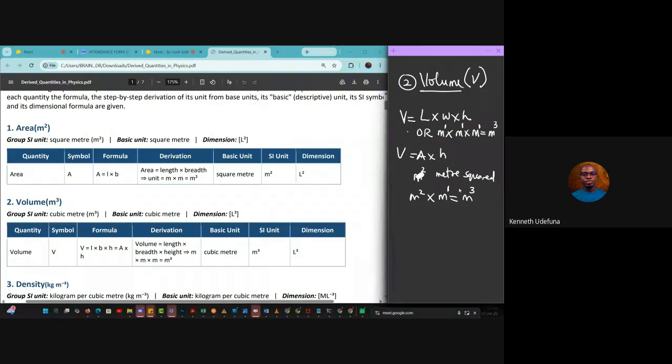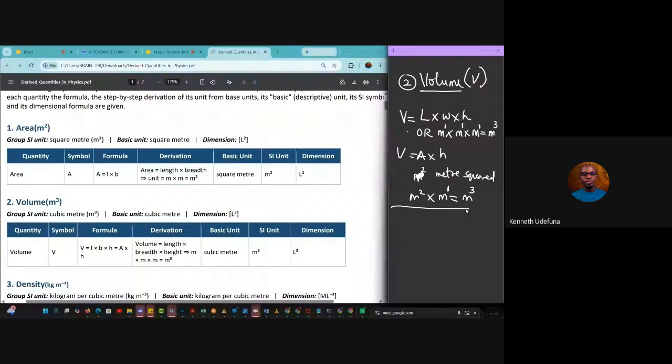I'll still come back to the dimension of all these things. The reason why I'm not talking about the dimension is I want you to understand how these units are gotten or derived. That is why I'm explaining that now. If you have something that is confusing, please drop it in the chat box and I'll attend to it immediately. We'll come back to dimension quickly, but let's understand this first.